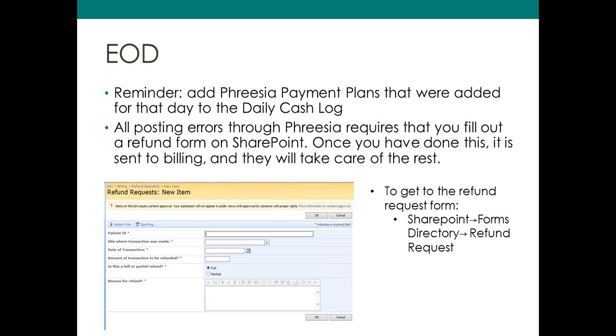And any posting errors through Phreesia, you have to fill out a refund form request on SharePoint. So once you have done this and it is sent to billing, they take care of everything else. So to get to the refund request form, you just go to SharePoint, the Forms directory, and Refund Request.